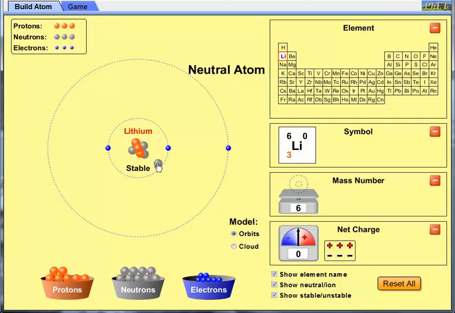Let's see if we can add another neutron. There's 4 neutrons, so we now have an isotope of lithium, which has a mass number of 7 as opposed to the original 6. And can we add another neutron? Becomes unstable. So we know at least there are 2 isotopes of lithium, lithium-6 and lithium-7. So we'll take those neutrons that we added away. So now we have 3 protons and 3 neutrons.